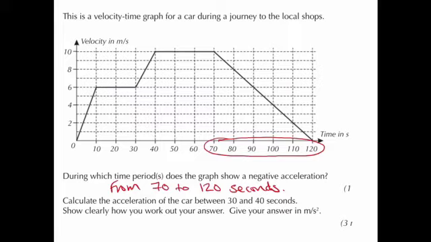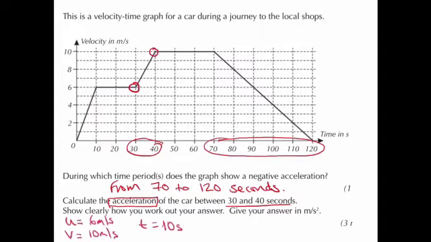Next one, calculate the acceleration between 30 and 40 seconds. Show clearly how you work out your answer and give your answer in meters per second squared. They've told us the units, so there's no mark for this, which is why it's 3 marks and not 4. Right, find the points on the graph. Write down the information. Write down the equation, substitute in the data, and work out your answer.